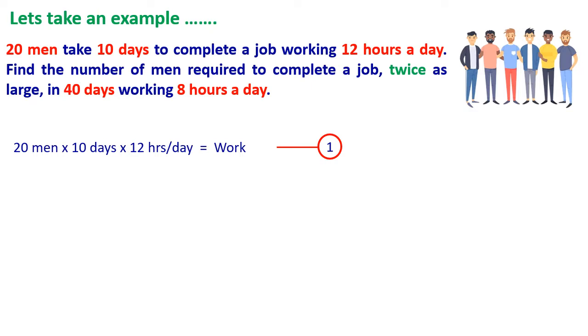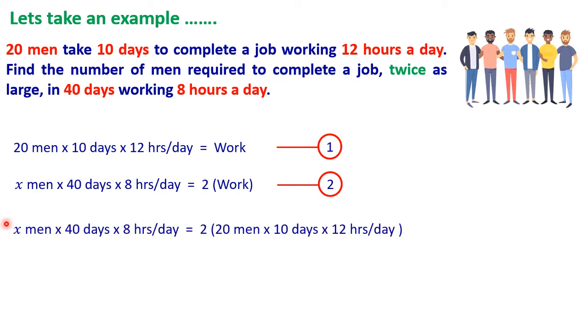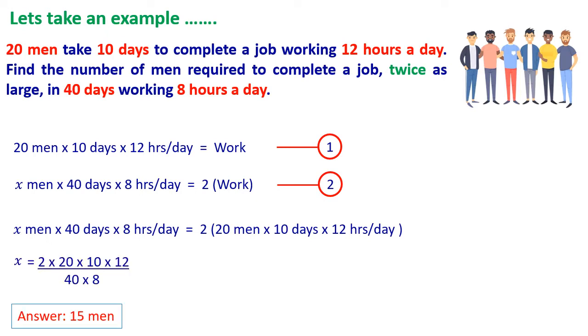Now, how the second equation will be? In the same way, X number of men working for 40 days and 8 hours per day are expected to do twice the amount of original work. Now, we can substitute the work here as in equation 2 as 20 into 10 into 12. So now we can write this as X into 40 into 8 is equal to 2 into 20 into 10 into 12. Solving this particular equation, we can find out the number of men needed like this, which will come out to be 15.